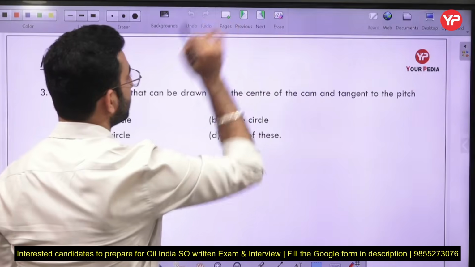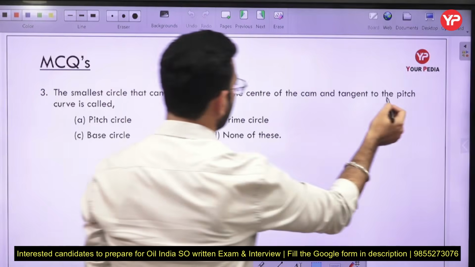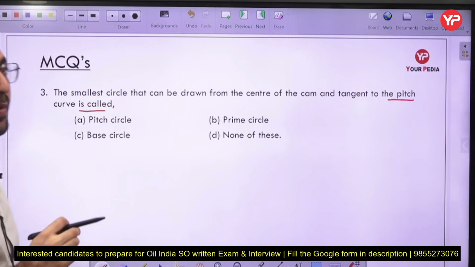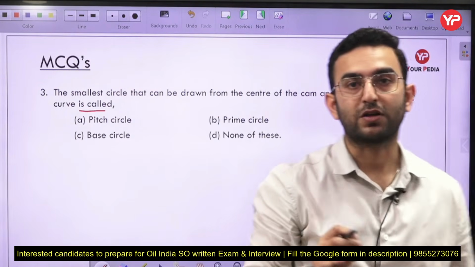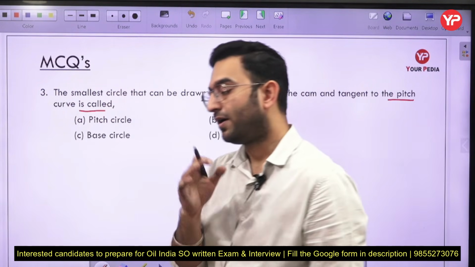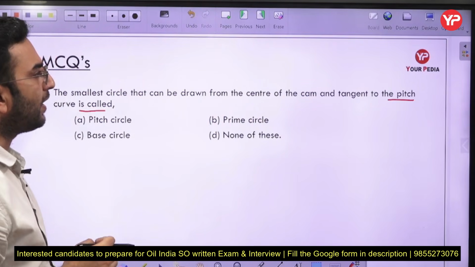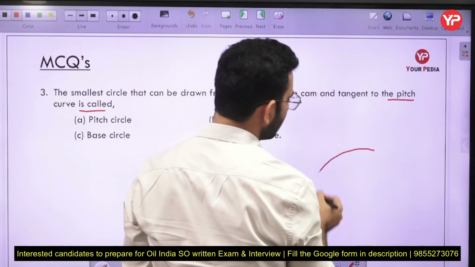Now the next question: the smallest circle that can be drawn from the center of the cam and tangent to the pitch curve is called as. In cam terminology we have different types of circles: a base circle, a prime circle, a pitch circle, a pitch curve, and a trace point. A number of terms are there. What is the meaning of the pitch curve? Basically this is our cam profile, let us say.